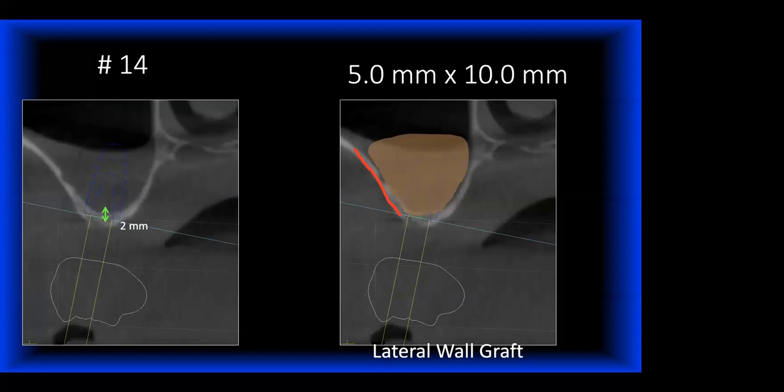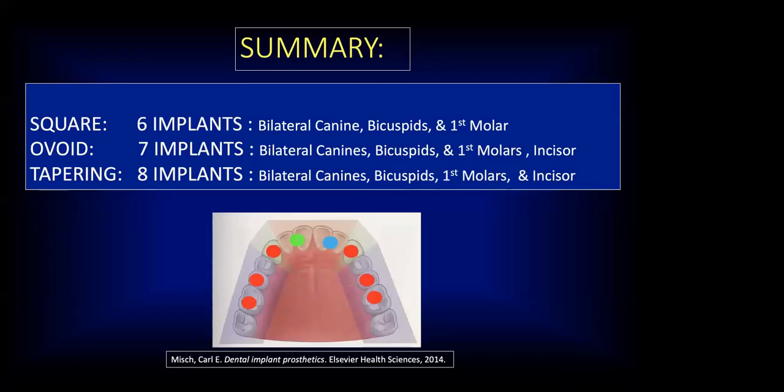So on the left side, we are definitely going to have to do a lateral wall. There is no way that you can or should put an implant in with that little bit of host bone. So you're going to want to do a lateral wall with this particular case on the left side. So I would do 13 and 14 with the lateral wall.